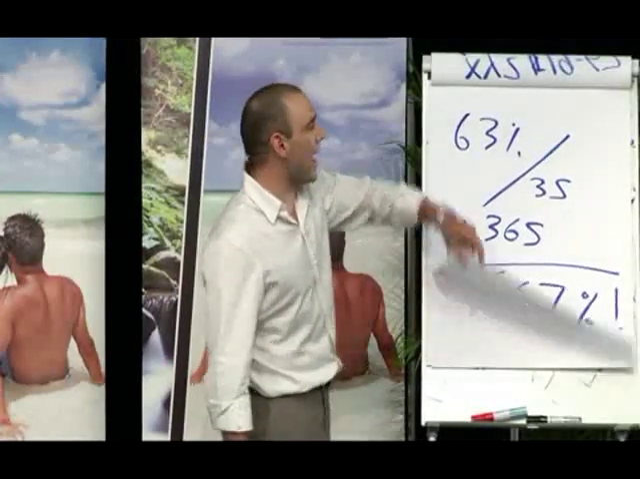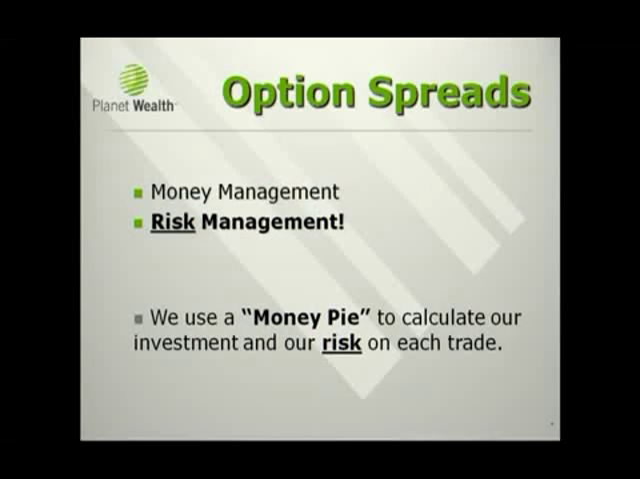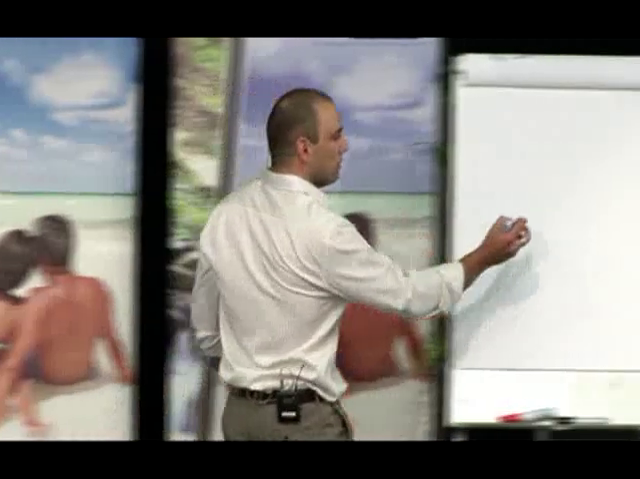So you need to manage your risk properly, and we do that with a little thing called a money pie, which basically works out exactly how we manage our trade sizes and how we manage our portfolio. Actually, guys, I might get you to switch back to up here so everyone on the sides can see what I'm doing now. So what we call a money pie is basically this.